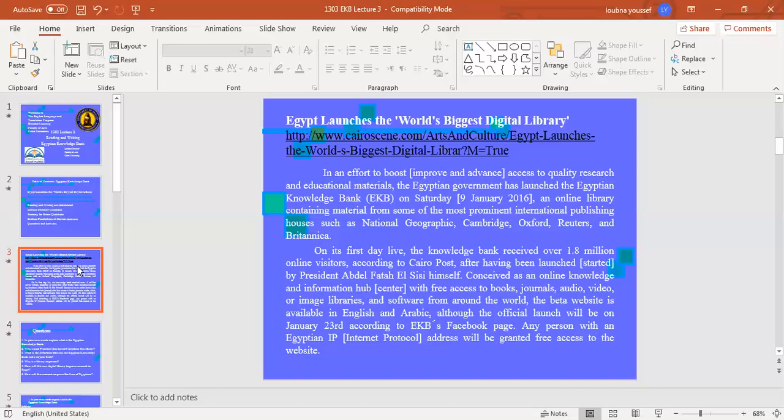Now, how much money did Egypt pay to the publishers, the international publishers mentioned above? The National Geographic, the Cambridge, Oxford, Reuters, and Britannica, in order to allow Egypt to officially use these sources on this bank. I would like you to know that Egypt paid a lot of money, but this is money that is extremely well used, because this will benefit research in Egypt and knowledge and education in Egypt at large. Back to the slide, any person with an Egyptian IP, an internet protocol address, will be granted free access to the website. So the website is free for Egyptians.